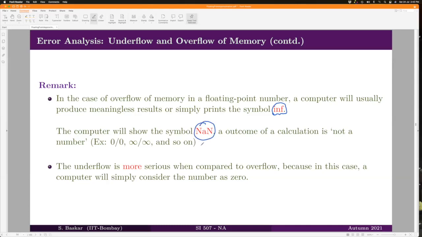Whereas, suppose in a very big expression, you are giving many numbers and trying to calculate the value of that expression. In that, if one of the numbers was so small that the underflow happened and your computer simply put that number as 0 and calculated it, you will not even realize that an underflow happened, because you don't see any such unusual symbols in your answer. That is why underflow is more serious. You may not often know that there was an underflow in your calculation. So you have to be very careful with these underflows.